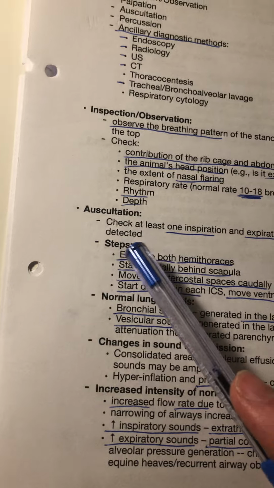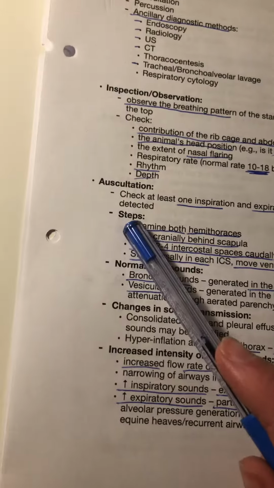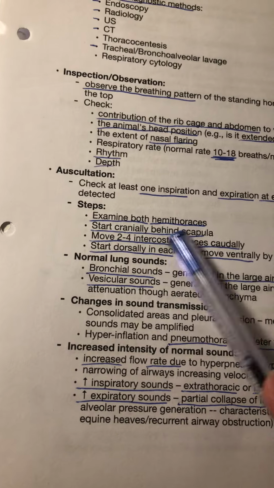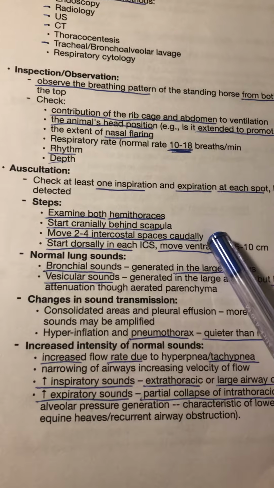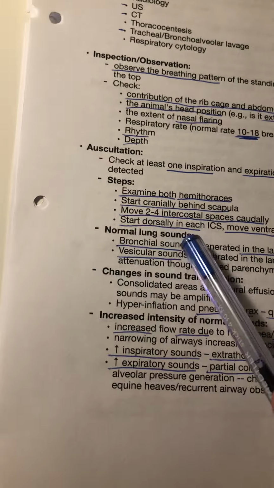So, for auscultation, check at least one inspiration and expiration at each spot, and examine both sides. Start cranially behind the scapula and move 2 intercostal spaces caudally, and start dorsally and then move ventrally. For normal lung sounds, you should have bronchial sounds in the large airways and vesicular sounds in the periphery.